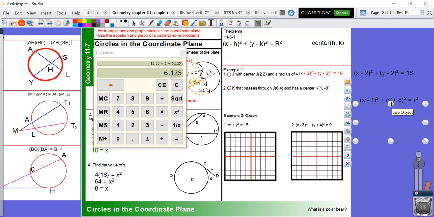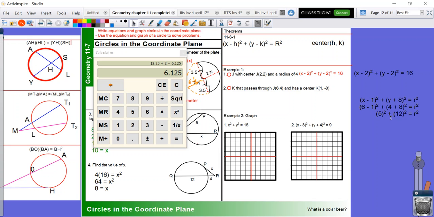Wouldn't it be nice if we had a point that we could plug in for x, y? Oh, we do. We have point j. So we can plug in 6 for x and 4 for y. So we can plug that in. 6 minus 1 is 5. 4 plus 8 is 12. So we get 5 squared plus 12 squared is equal to r squared.